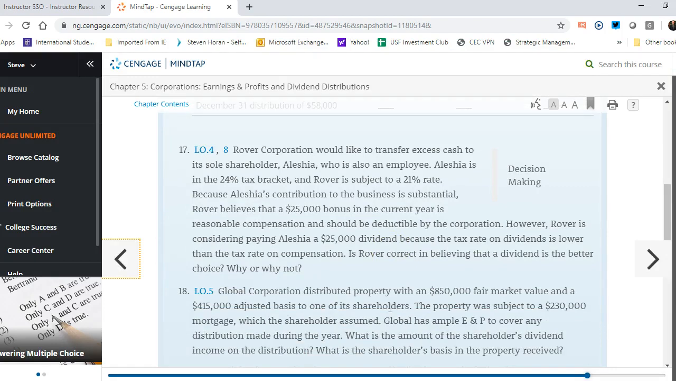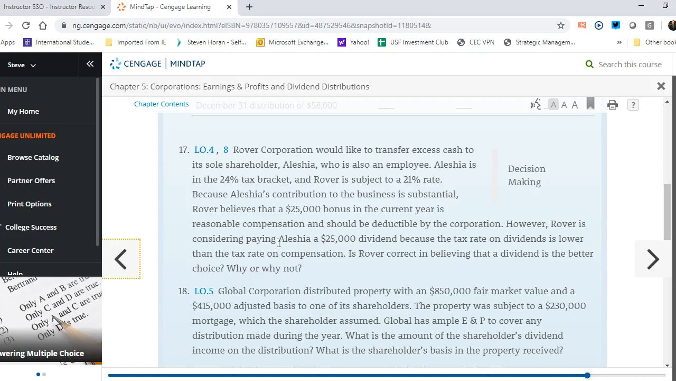Okay, now for 17, Rover Corporation wants to transfer excess cash to a sole shareholder, Alicia, who is an employee. Alicia is in the 24% tax bracket. Rover is at the 21% tax rate because it's a corporation. Because Alicia's contribution to the business is substantial, Rover believes that a $25,000 bonus in the current year is reasonable compensation and should be deductible by the corporation. However, Rover is considering paying Alicia a $25,000 dividend because the tax rate for dividends for Alicia is so much lower.